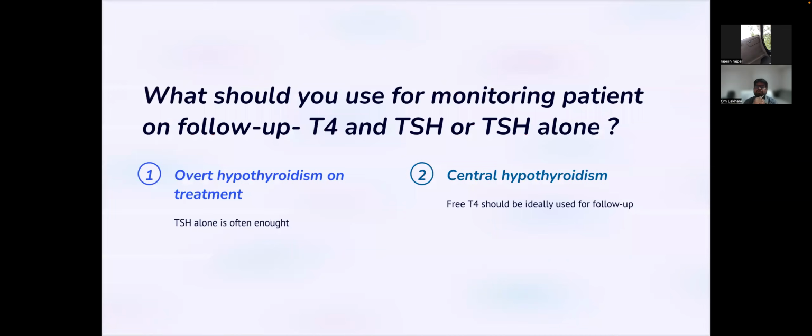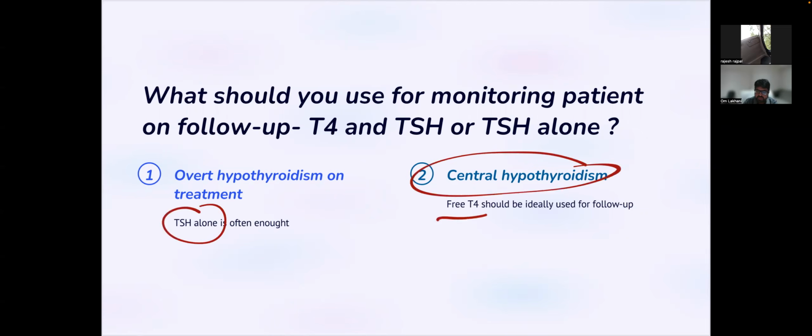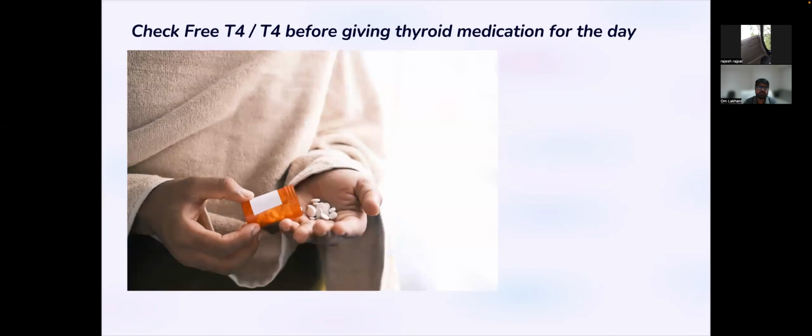Okay. And what should you use for monitoring of a patient on follow-up? So when you're treating a patient with overt hypothyroidism, TSH often is alone enough for monitoring this patient. But if you have a patient with central hypothyroidism, you in fact do not do a TSH and you monitor this patient on free T4 values, right? So free T4 values is ideal for follow-up of these patients. So these are some important things.